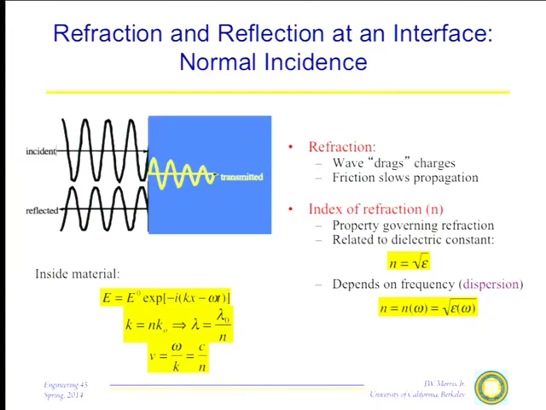Imagine this as a runner running along and suddenly he hits a field of heavy sand. He slows down because of the difficulty of running through the sand. That friction slows him down. That behavior, the refraction of light within a material, is governed by a property known as the index of refraction, which has the symbol N. It's actually related, as you would think, to the dielectric constant.